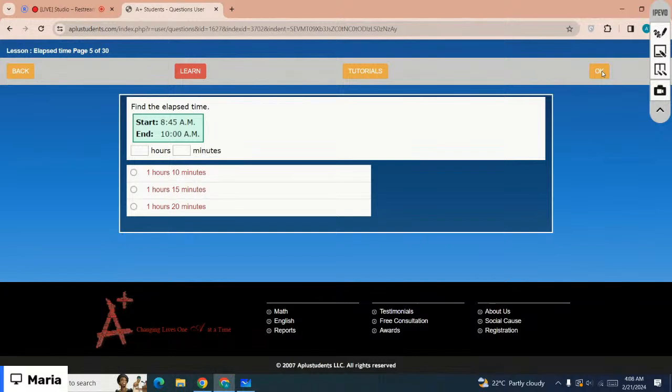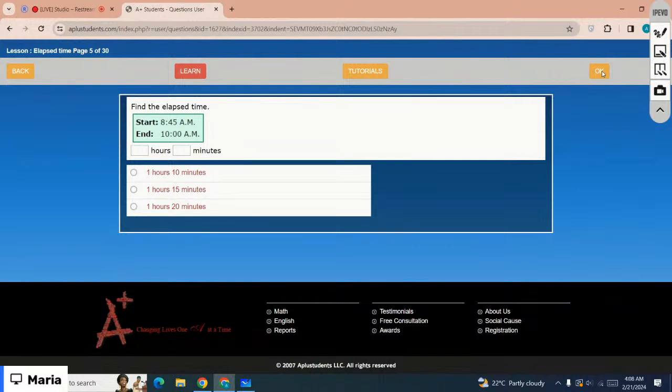That is grade 6 math. The chapter we are working on is time and the lesson is elapsed time. So what is the elapsed time? Elapsed time means you have to calculate the time difference between the start and end time. How do you calculate the time difference? Just look at the example we are on right now. The start time is 8:45 a.m. and the end time is 10 a.m.